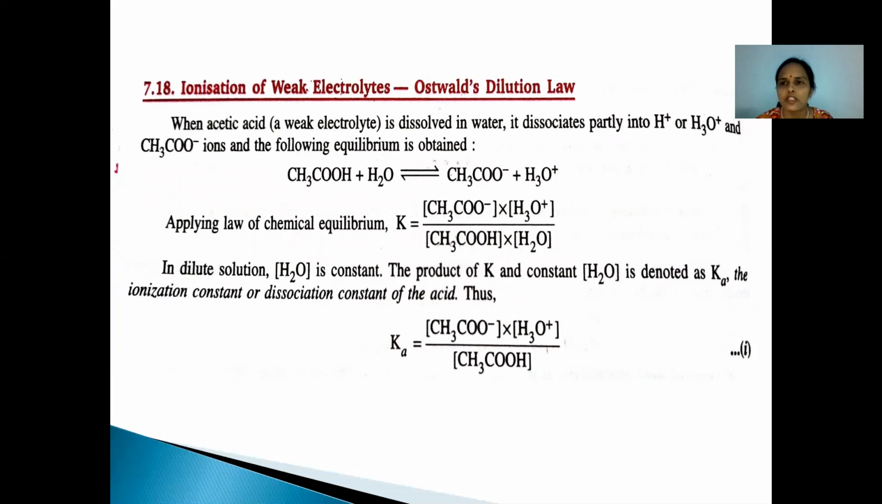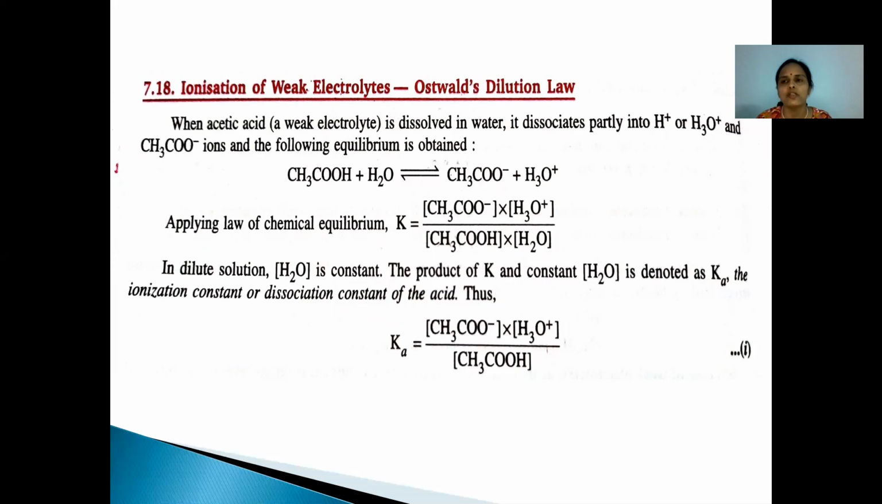Let's come now to Ostwald's dilution law, ionization of weak electrolytes. We'll consider the example of acetic acid dissolved in water. It partially gets dissociated into H+ and CH3COO- ions and the following equilibrium is obtained. So CH3COOH plus H2O gives CH3COO- plus H3O+. When I apply the law of chemical equilibrium, K is equal to molar concentration of CH3COO- into molar concentration of H3O+ upon molar concentration of CH3COOH into molar concentration of H2O.